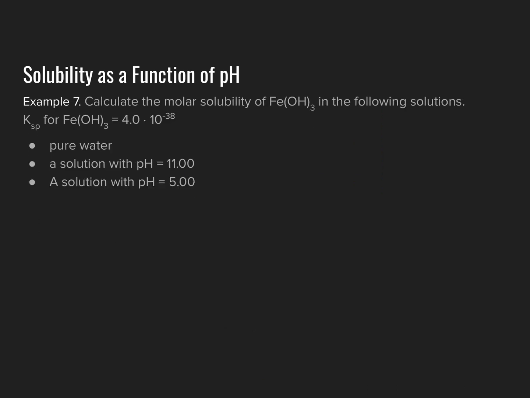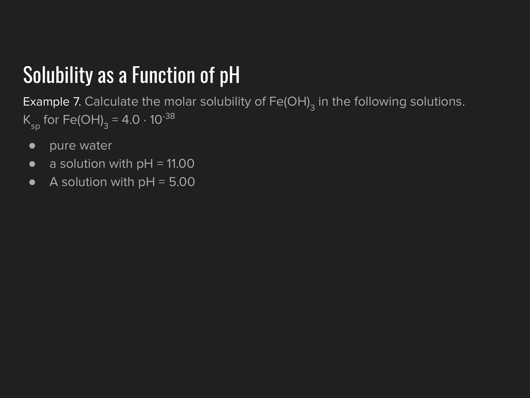All right, on this slide here, we're going to take a look at a quantitative approach to determining the pH effect on solubility of a dissolving solute. And in particular, we're going to be looking here at calculating the molar solubility of ferric hydroxide, that is Fe(OH)3, in a variety of different solutions. Those are a pure water solution, a solution where the pH is 11, and a solution where the pH is 5.